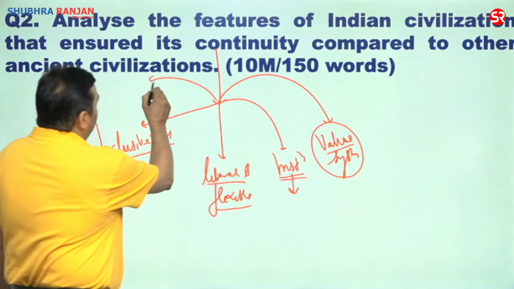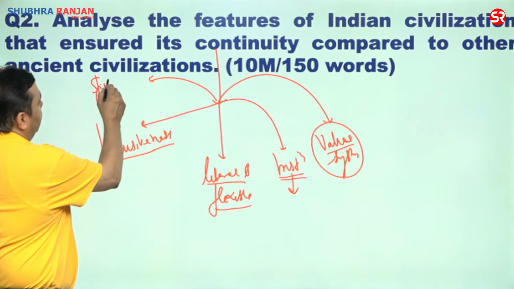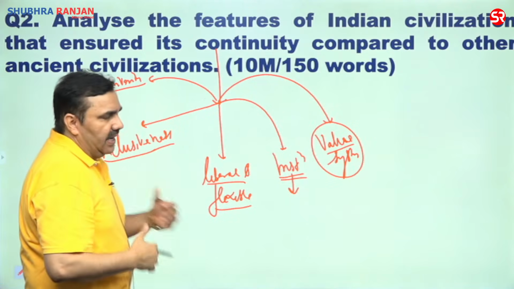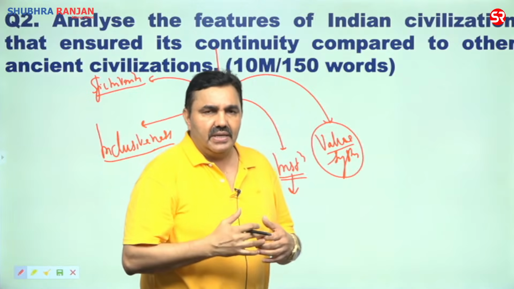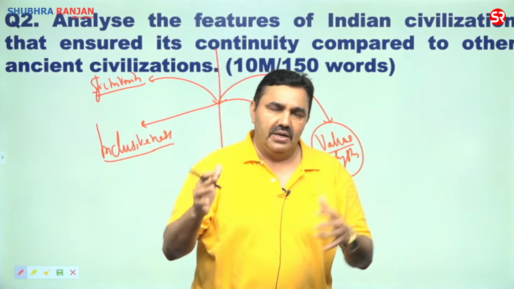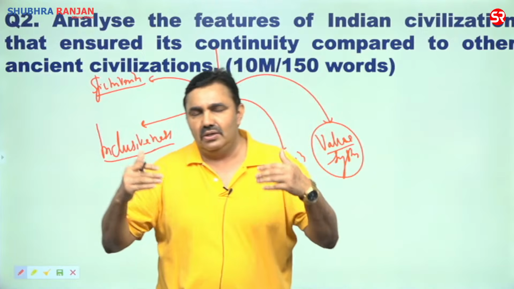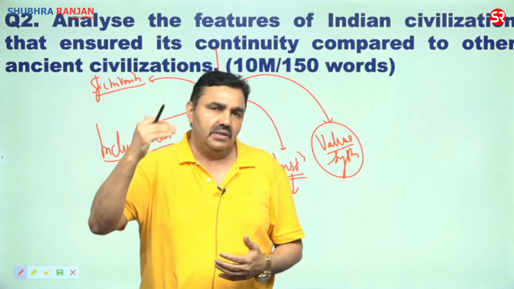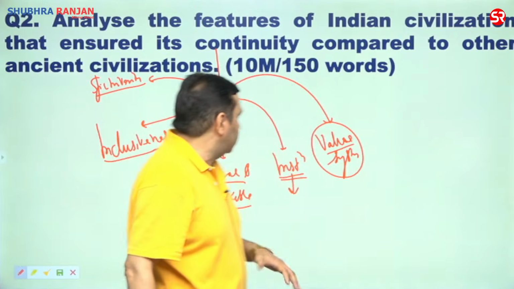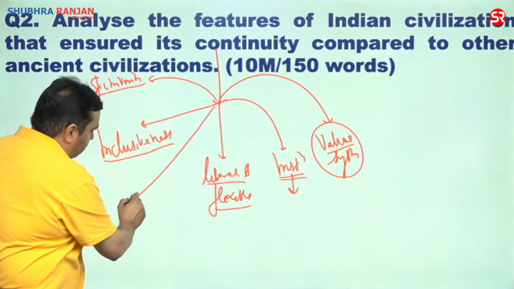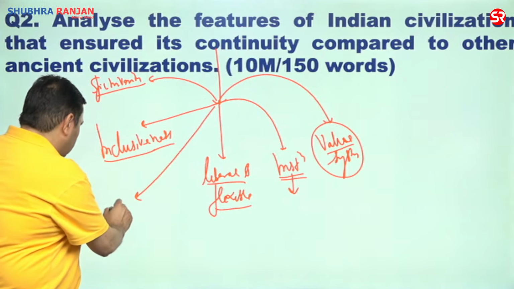Then you have to see the scientific inventions. Mathematics, chemistry, astronomy, all these different branches of science developed in India more than any other part of the world. And the society which has innovative behavior, the society which is invested in innovation and research, is going to survive for long.